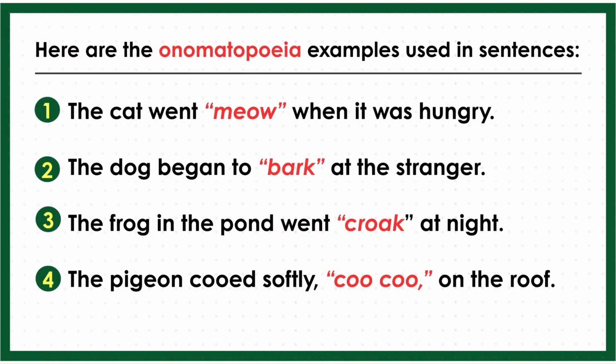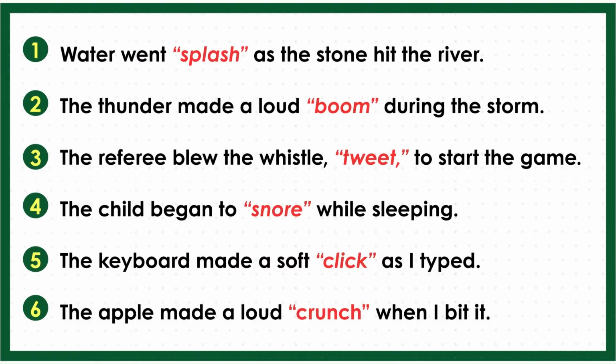Here are the onomatopoeia examples used in sentences. The cat went meow when it was hungry. The dog began to bark at the stranger. The frog in the pond went croak at night. The pigeon cooed softly, coo-coo, on the roof. Water went splash as the stone hit the river.